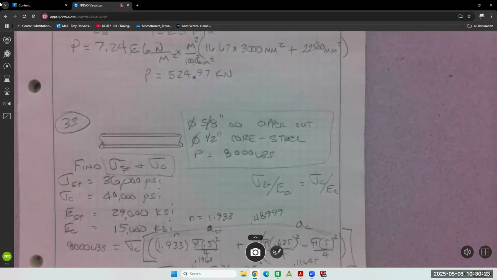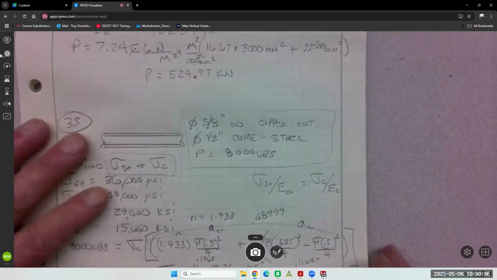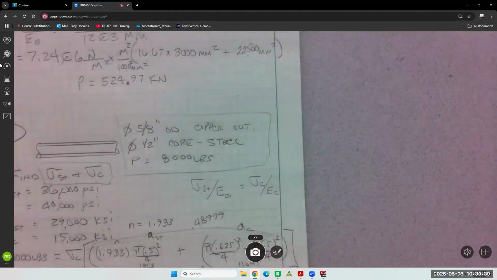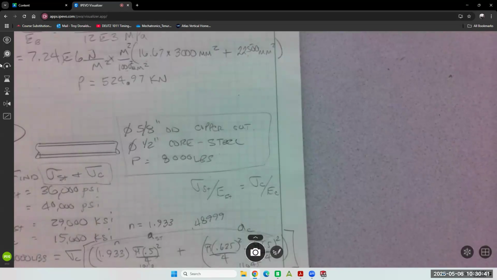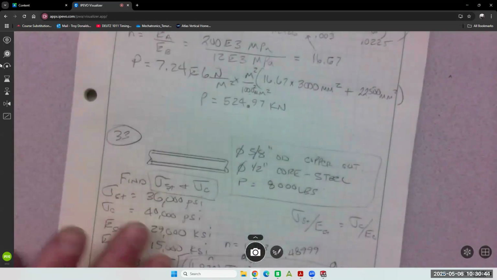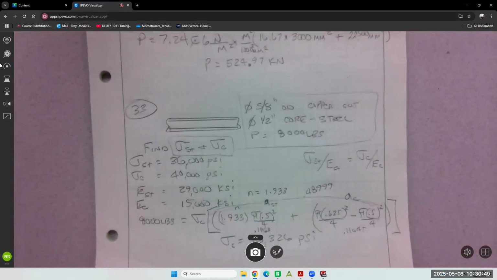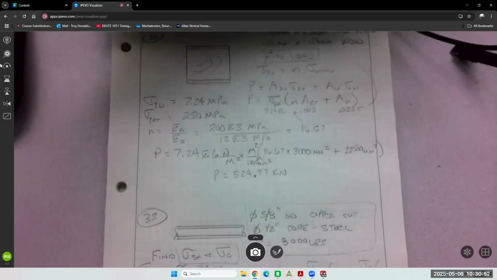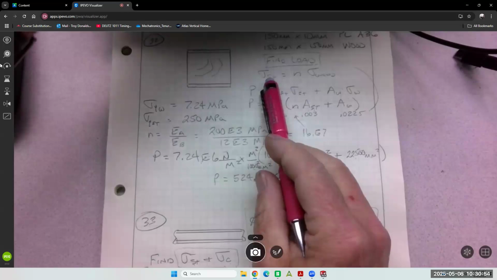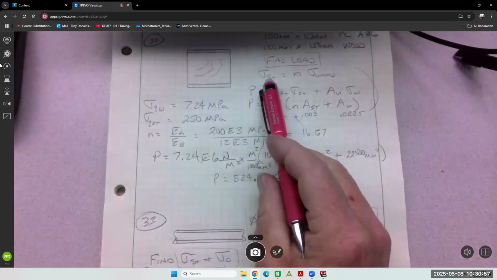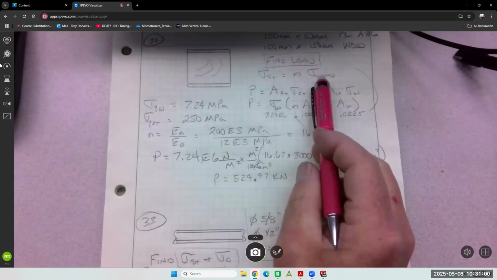You didn't put in a limit, you left those both unknown. I didn't use n. But you used E's, so you did use n. Right, n is just E_A over E_B, and that was in your initial equation. So it should work. To get the other one, you just multiply it by n. You go back to this formula, which is the stress of the stronger material equals n times the stress of the weaker material.